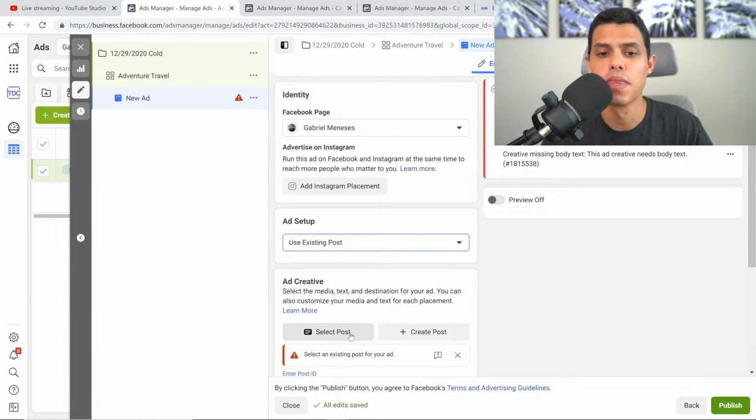If you don't see it, make sure that you refresh the page because sometimes it takes some time to show up in the system, but after a few minutes, you'll be able to see it. So select the post right here.